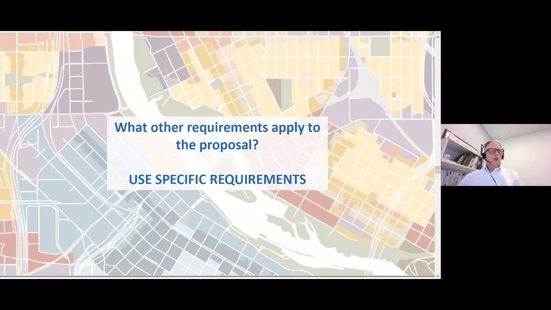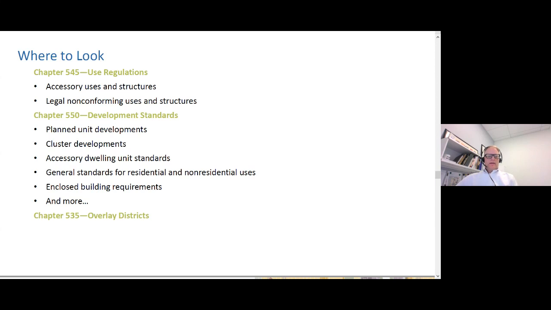Thank you, Janelle. Let's go over some other requirements to be aware of. Next slide, please. Joe had covered Chapter 545 use regulations. That chapter also has standards for accessory uses and structures, as well as legal nonconforming uses and structures. Chapter 550 has development standards for a wide range of uses. And Chapter 535 includes the overlay districts, and we'll go through each of those in more detail now. Next slide.